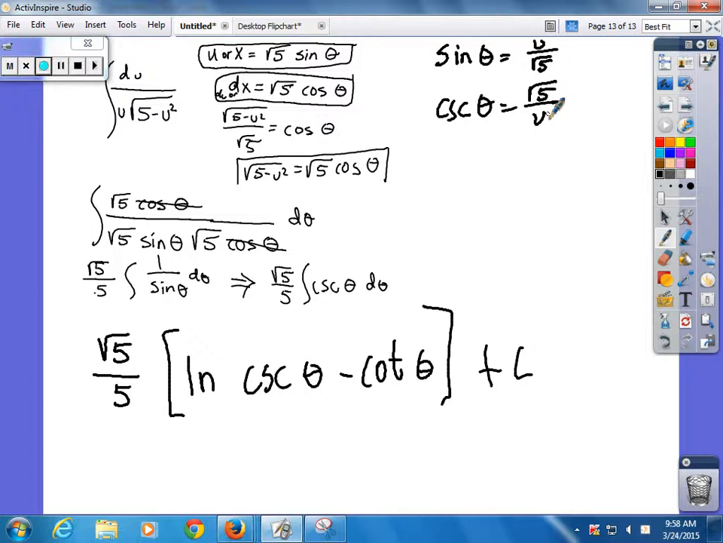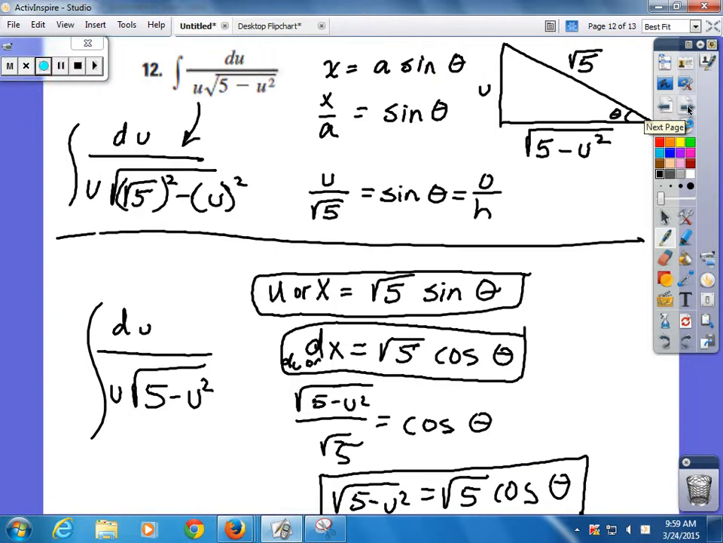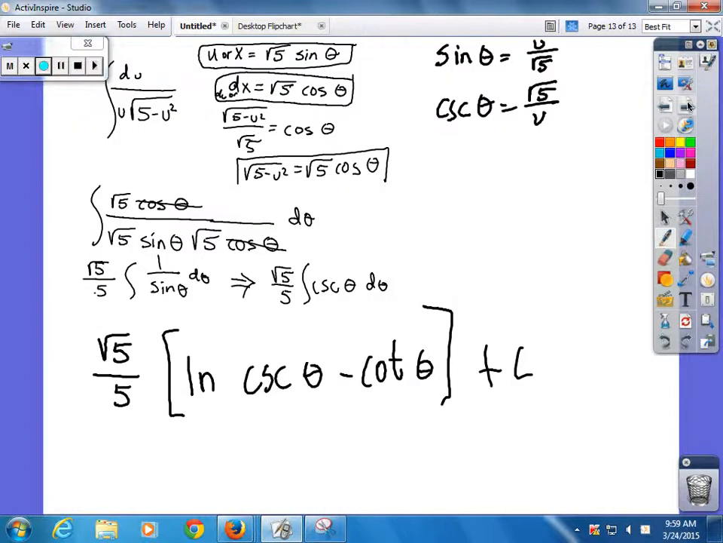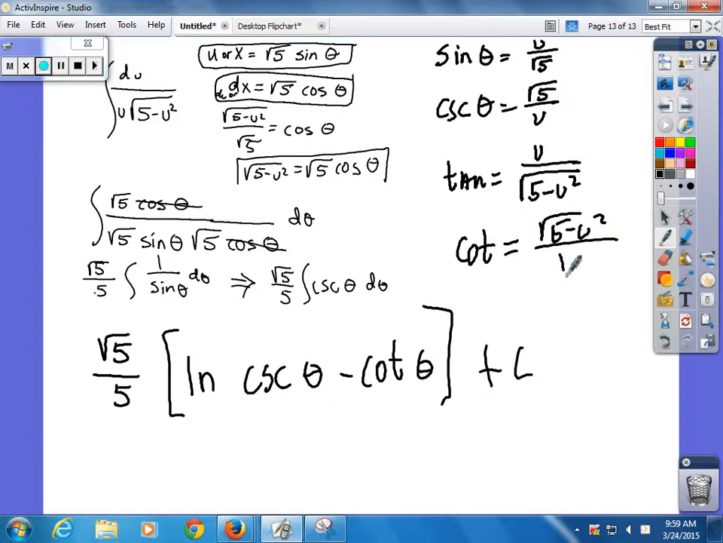So we're going to have to go back to our handy dandy. Let's go back to our handy dandy. There we go. What's the tangent? Oscar had a hump of apple. So that's of apple. U over this. So u over the square root of 5 minus u squared. So what's the cotangent? Square root of 5 minus u squared over u. Thank you, class.